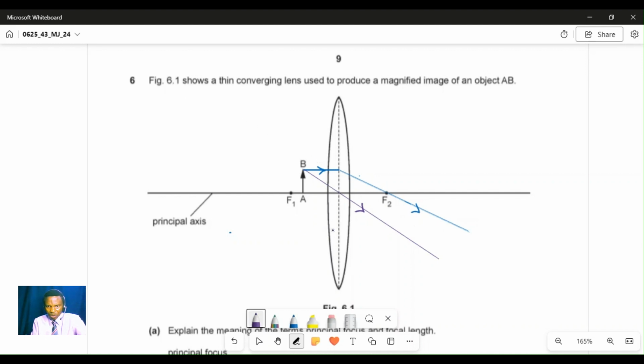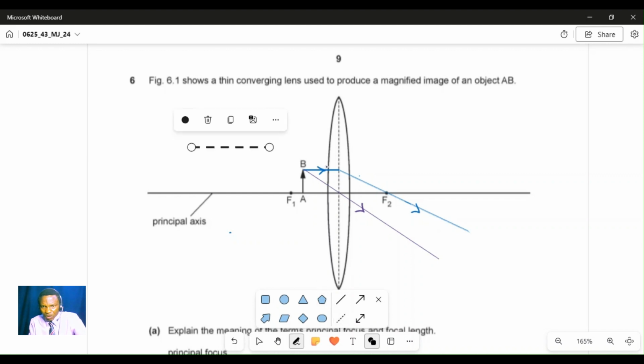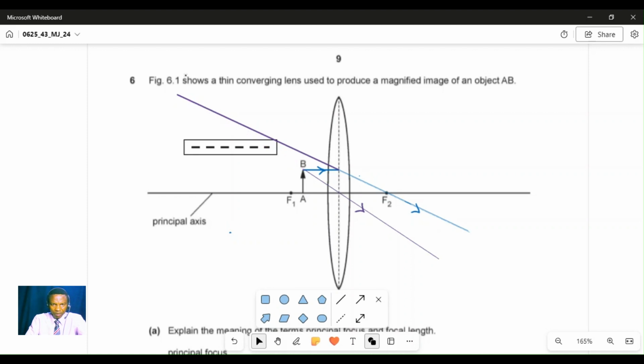So what we need to do is to extrapolate the line. Let's extrapolate the line. I need a broken line. So we're going to extrapolate this line, then also extrapolate this line. Where the two converge, we didn't get that one. It has to be straight.